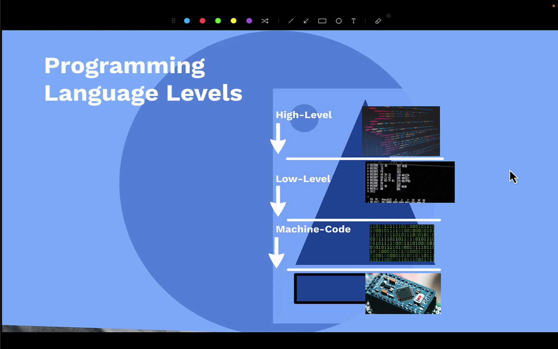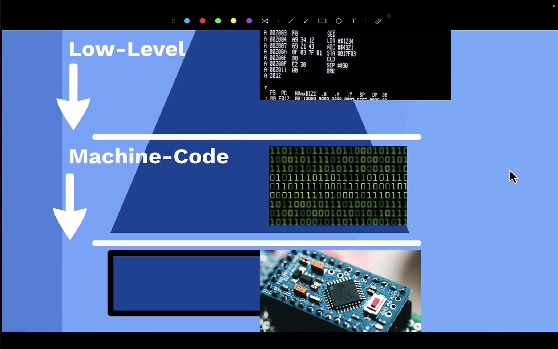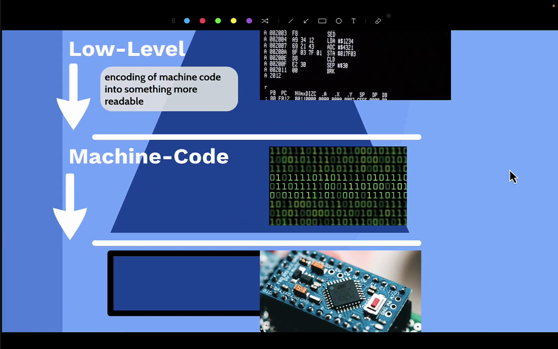As you can see, we have a high level and low level language, and then we have machine code. So a high level language is going to be the most user-friendly, meaning that the code that is written is close to human readable language. So it's the furthest away from the actual machine code. Low-level language is basically encoding some of the machine code into something readable.